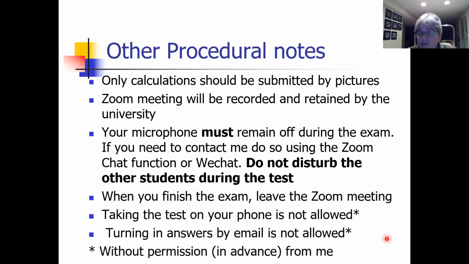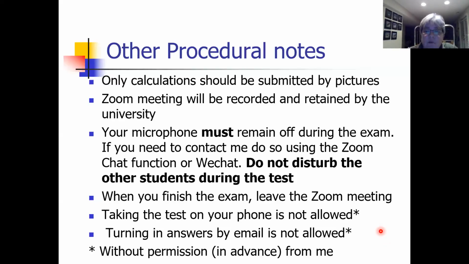There's actually one student I know that cannot take the test on their computer. And there's one student that cannot upload pictures because of their internet situation. But those students have talked to me in advance and they have permission to do that.